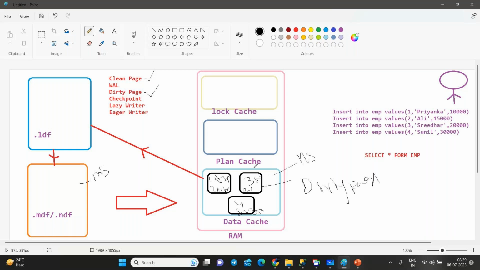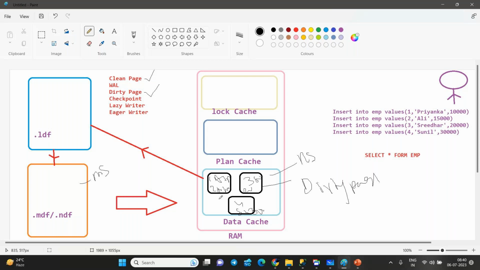Suddenly, if my laptop got rebooted, or suddenly my laptop got shut down, or suddenly something happened, then whatever changes you performed in the RAM, it's gone. Correct? Yes or no? Yes, it's cache, sir. It's gone.